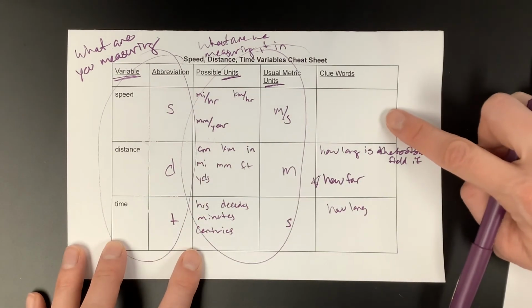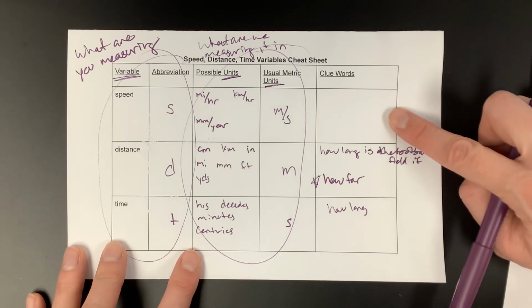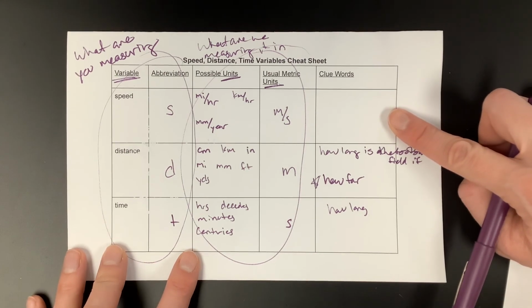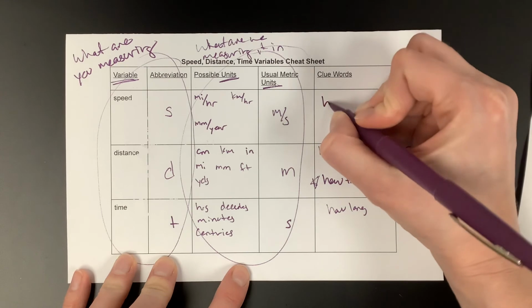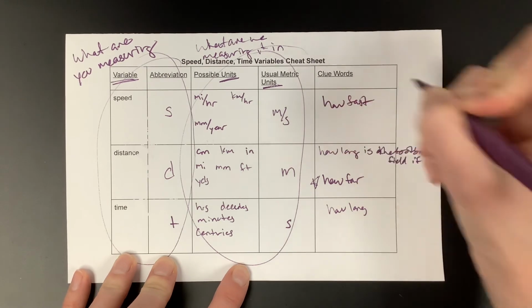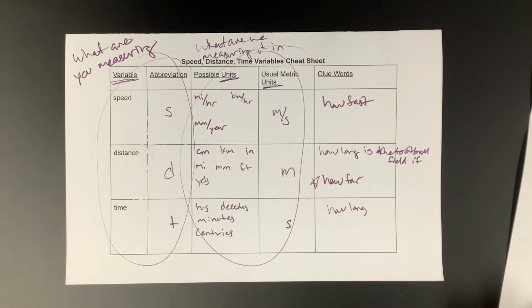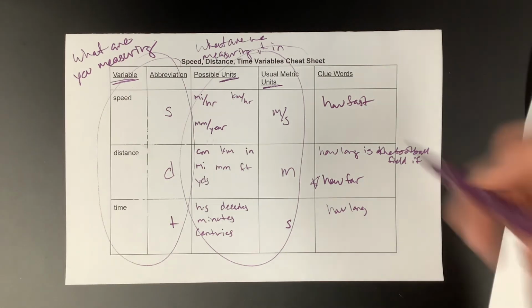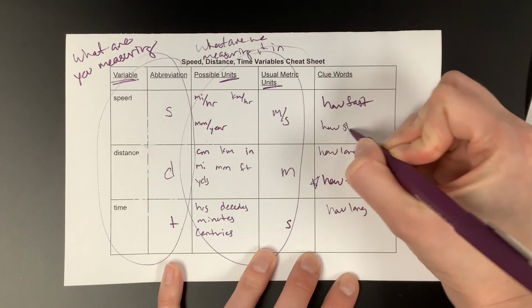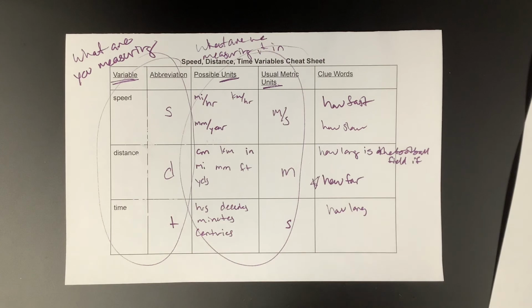What are some clue words that, if a problem doesn't use the word speed, are going to tell you to talk about it? How fast? Any other ones you can think of? How slow? Yeah, if it says how, sure, I'll write it down. How slow? Any other ones? How quick? Yeah, that works. How quicker? Okay.